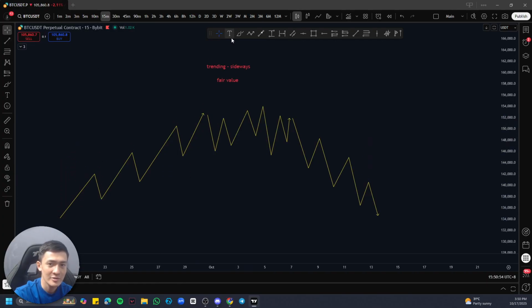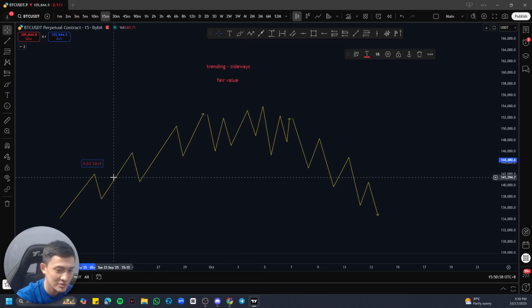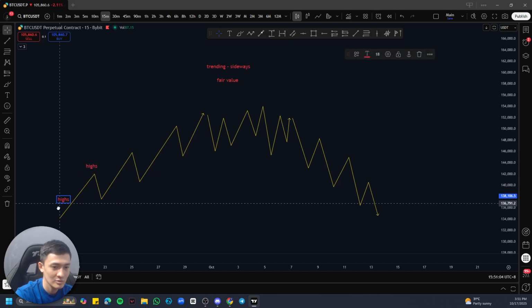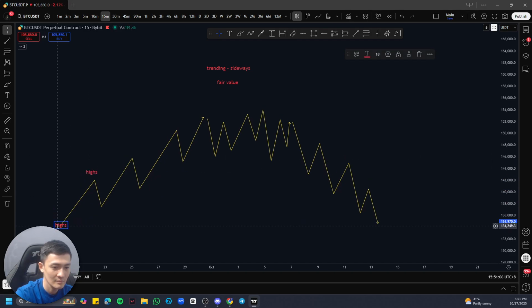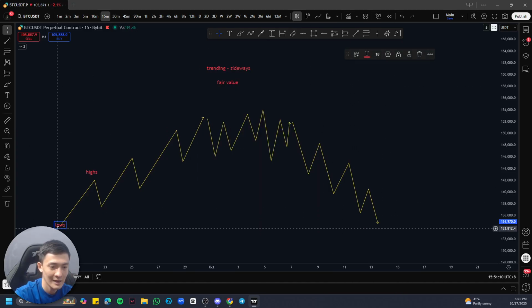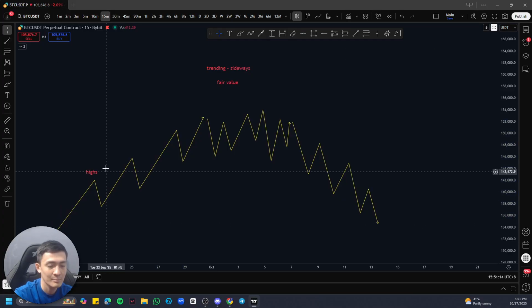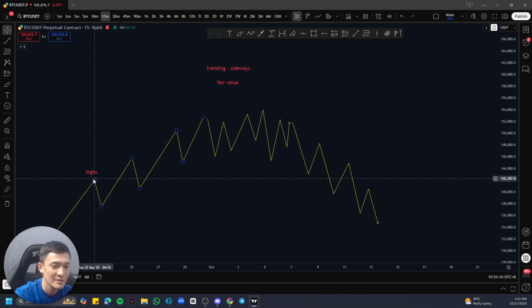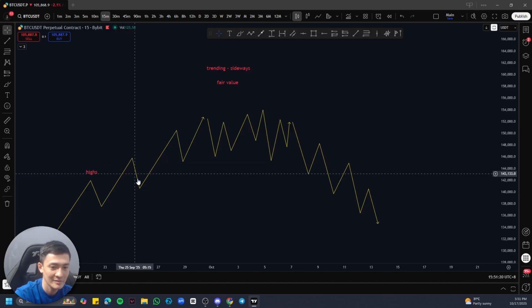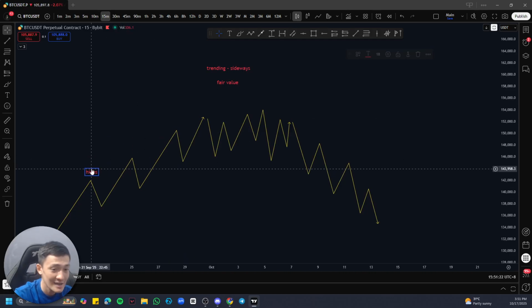So in an uptrend, or in a trend, we have what you call highs and we have what you call lows. We have highs and we have lows. These are the points, like the pivot levels here. The pivot where the market pivots. These are the highs and lows.